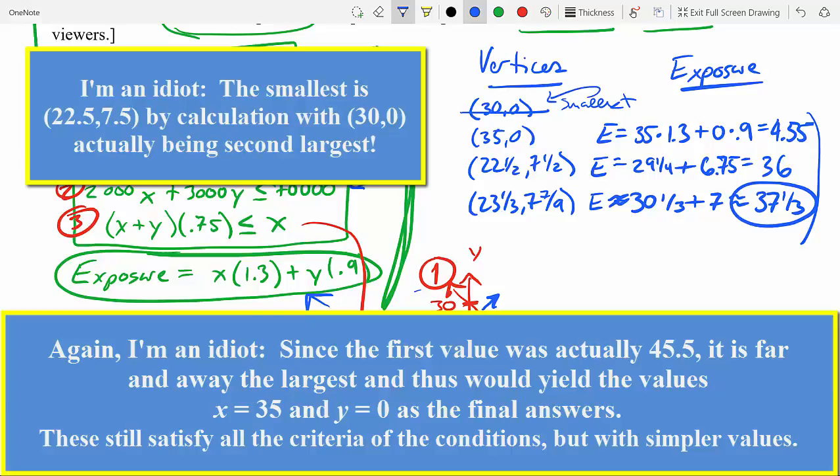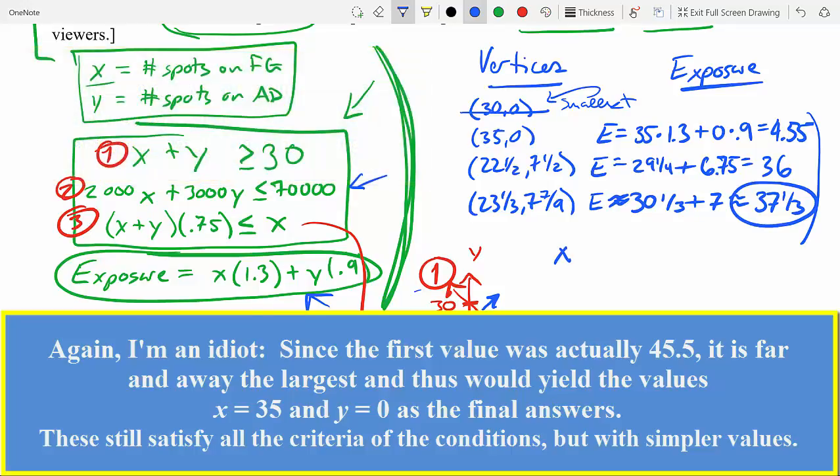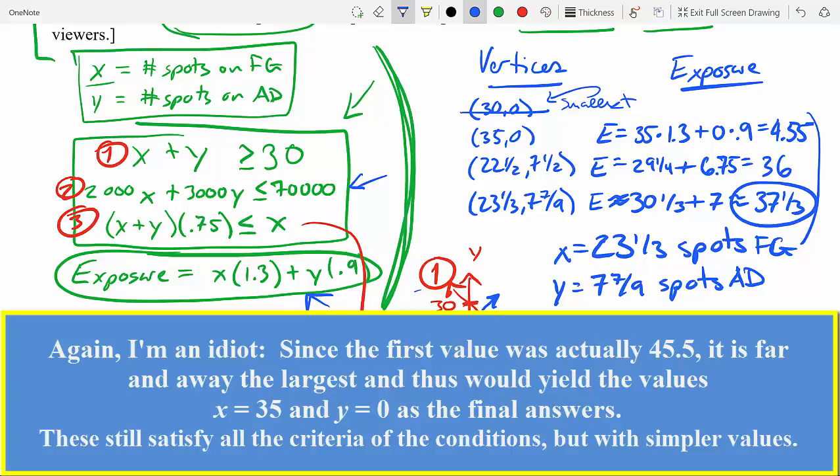So 37 and a third is the maximum exposure that occurs when we buy 23 and a third spots of Family Guy and 7 and 7 ninths spots of American Dad. We can check if we want to make sure that each of these criteria is met, but they should be by the nature of this. So we should be under the $70,000 limit, over 30, which we are, 23 plus 7. And 75% of the shows, at least, should be Family Guy, which is definitely the case.